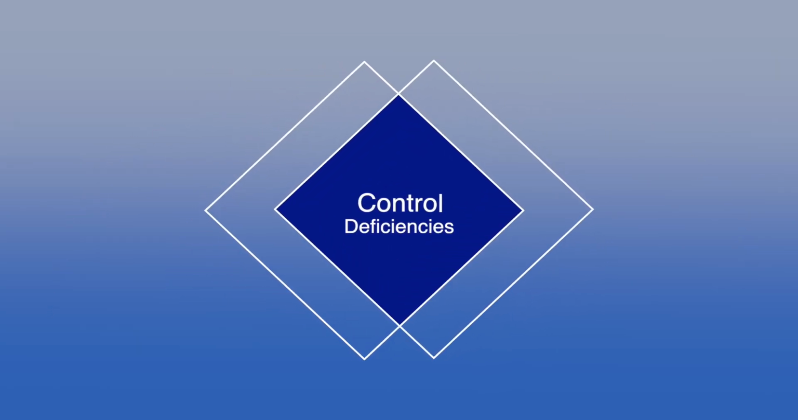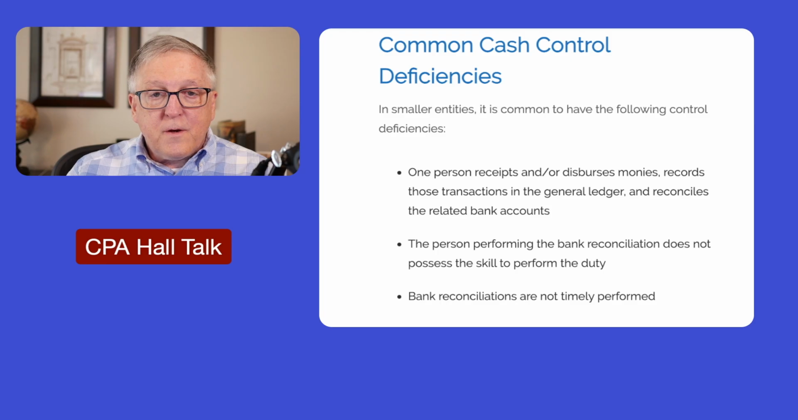So we talked about cash walkthroughs a minute ago, and as you do those, some of the more common cash control deficiencies that I've seen, bullet number one, one person's doing everything. In other words, there's no segregation of duties at all. This one person makes all the deposits, writes all the checks, posts all the transactions, reconciles the bank statements. They do everything. So that's a common issue in small companies.